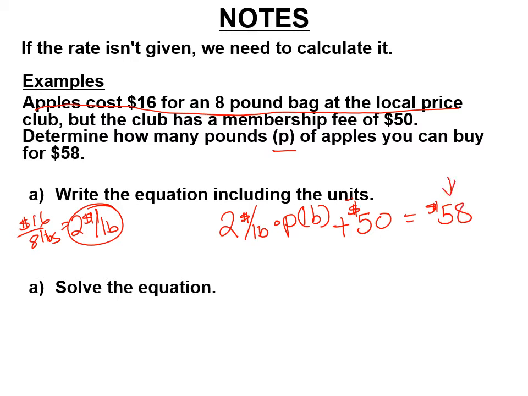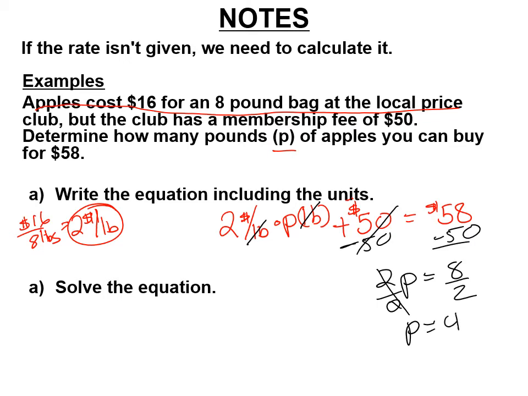The total is over here, what we already spent. This is like Costco or Sam's Club. You have to pay a membership fee. Now look what happens to the units again here. The pounds cancel out, and we have dollars, dollars, and dollars. That's what happens. You subtract 50 from both sides, you get 2p equals 8, divide both sides by 2, and p equals 4 pounds. All right, the dollars all cancel out, right? Dollars divided by dollars cancels out.